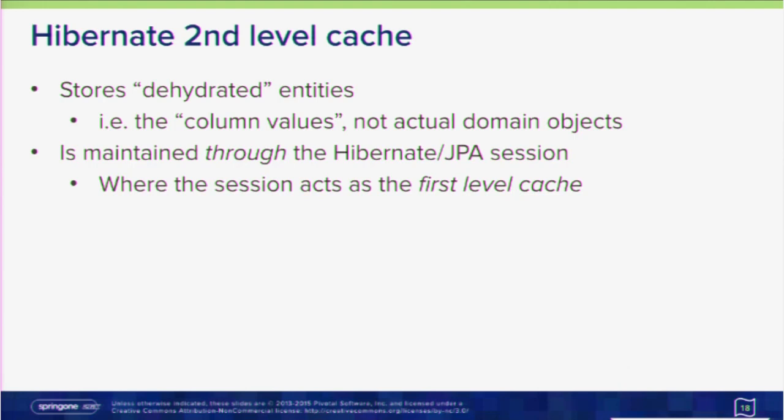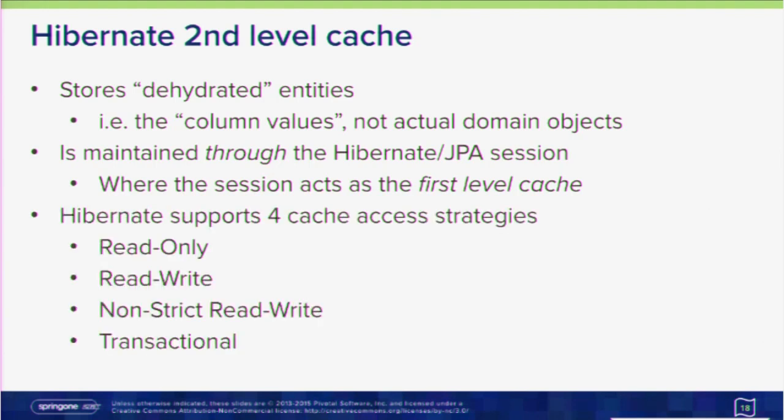So the session itself acts as what is called the first level cache, right? So if you do get customer ID 1 twice in a row, the first object will be the same reference to that object. The second level cache, though, if session 1 does it and session 2 does it, they will get different objects back, even though they both hit the raw data in the cache, what I call the dehydrated entity. Hibernate comes with 4 caching strategies that you probably want to know about.